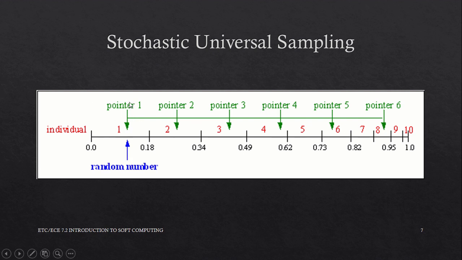So as we have seen, roulette wheel is biased towards high fitness valued individuals, and SUS is an improvement over RWS, roulette wheel selection. I hope the content covered in this video was clear.